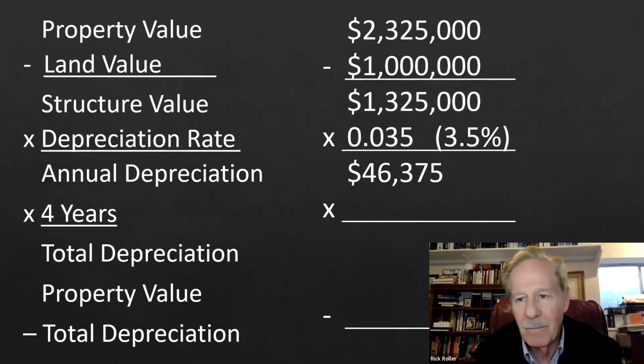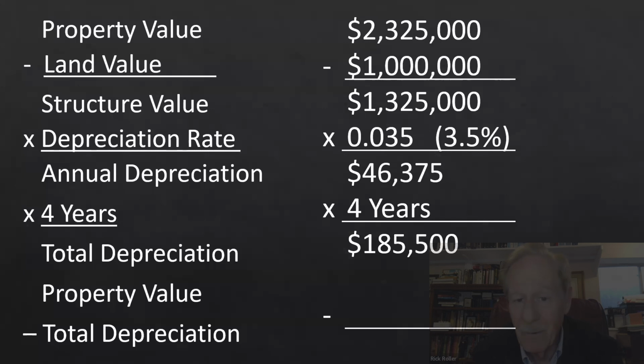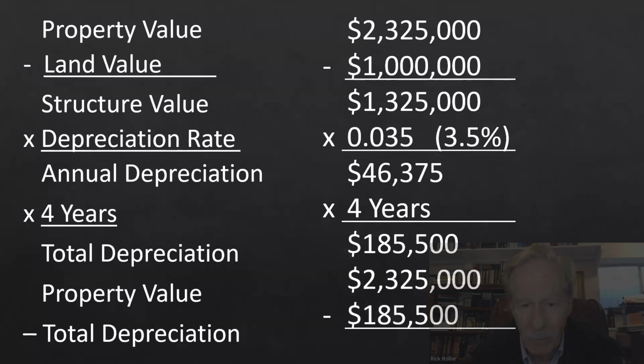And we have to assume that this is straight depreciation. They didn't tell us it was accelerated or anything else. They tried to keep the problem fair and simple. So we're just going to multiply that by 4 years because they said it was 4 years. All right. So 46,375 times 4 gives us a total depreciation of, survey says, 185.5. All right. So what's the property value now? Well, the total, even with the land, was 2.325 minus the 185, and that gave us 2,139.5.